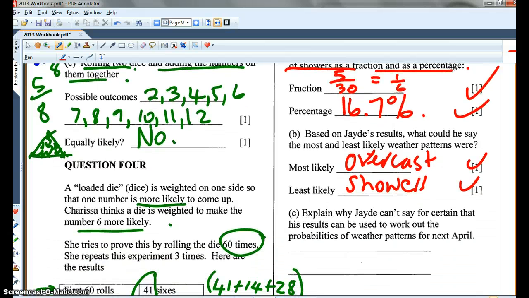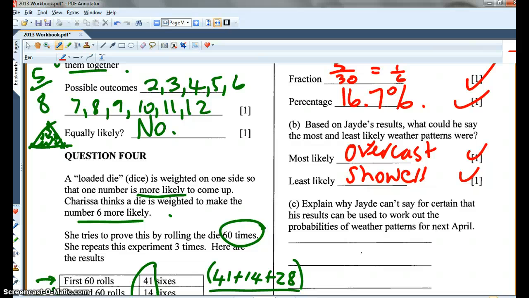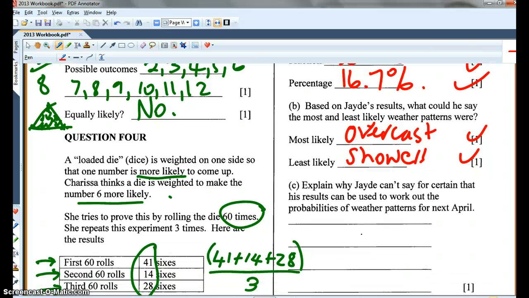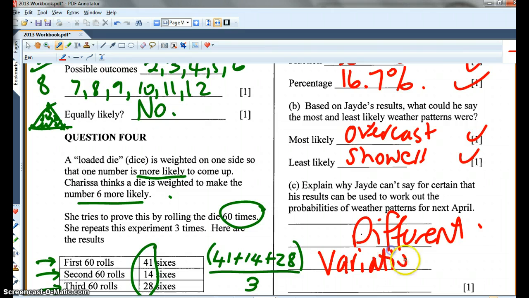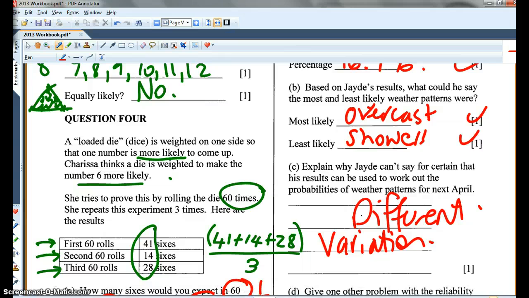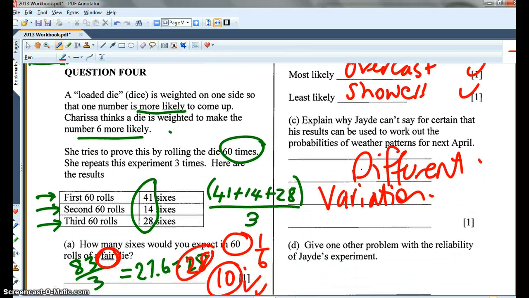Explain why Jade can't say for certain that his results can be used to work out the probabilities of weather patterns next April. The season could be different. It's not the same. So the idea there is variation, randomness. Every April is not the same, so you can't really use that.